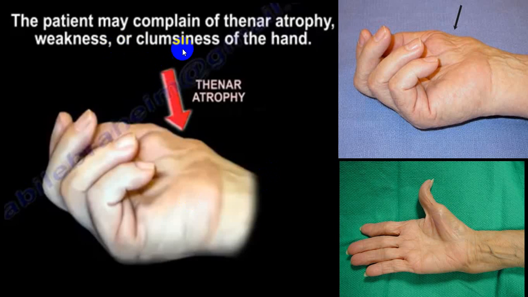So you will have weakness and clumsiness of the hand, thenar atrophy, very characteristic thenar atrophy. You can see here there is an atrophy. So that is a characteristic of median nerve involvement.